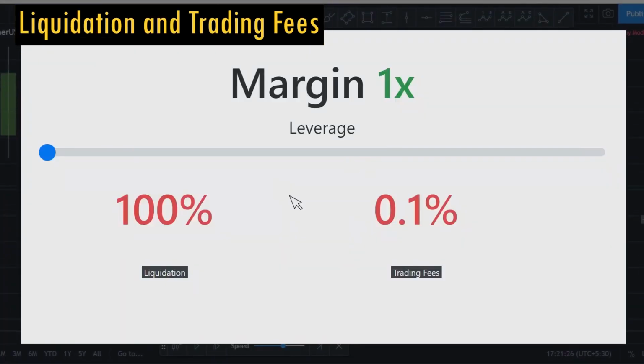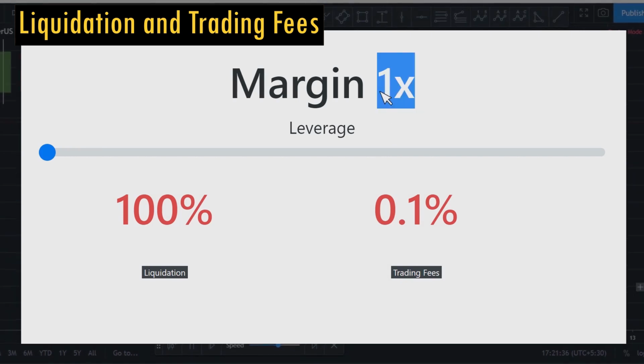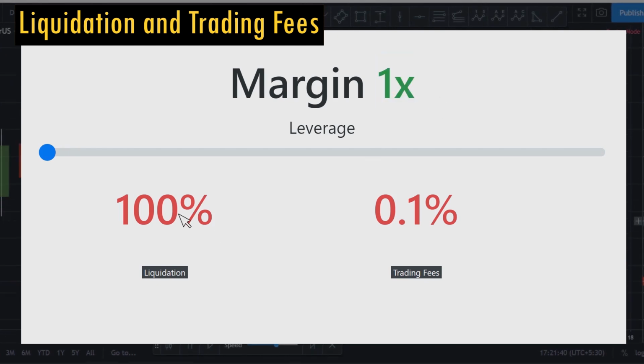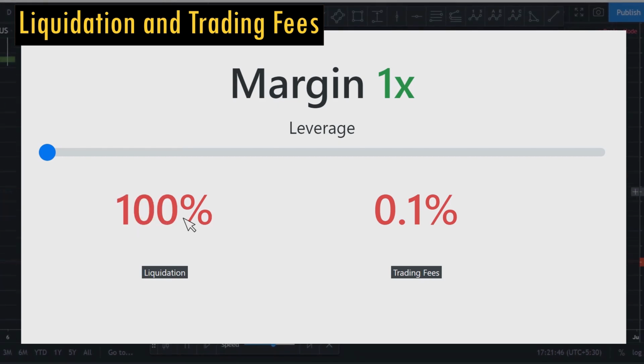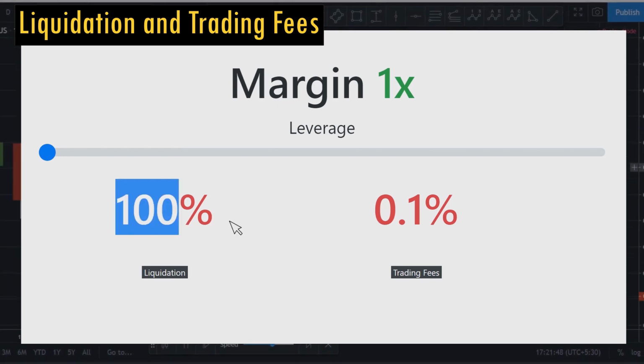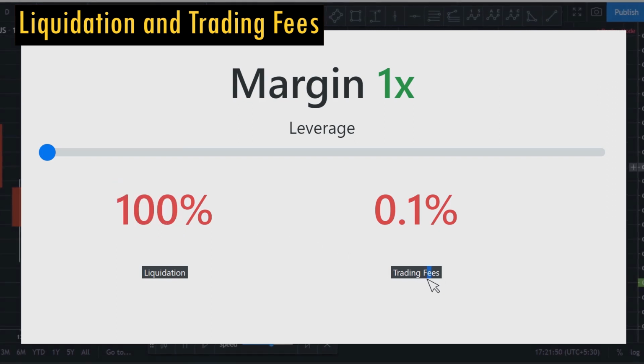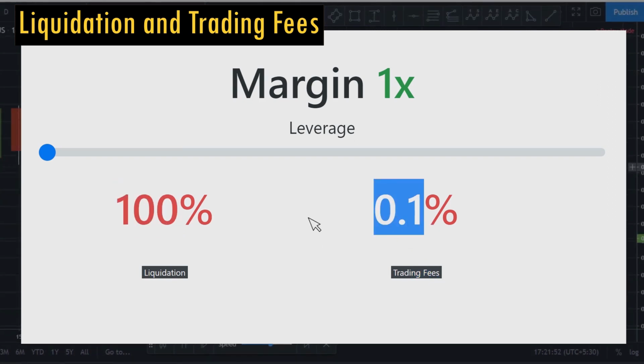I created this quick template to illustrate how the extent of margin is going to impact your liquidation and your trading fees. Starting with 1x leverage, 1x is no leverage, right? So 1x is just like spot trading, so you're not borrowing any funds. With 1x leverage, the only time you get liquidated is when the price drops 100%, which is very unlikely, so you have more room for your price to breathe. And your trading fees are just regular trading fees, which is 0.1%.